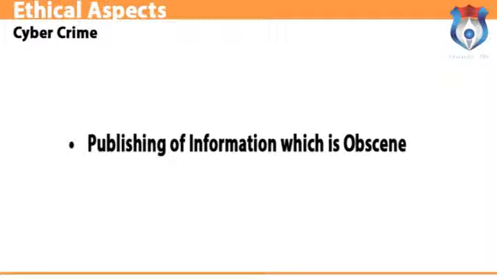Whoever publishes or transmits, or causes to be published in electronic form, any material which is lascivious or appeals to the prurient interest, or if its effect is such as to tend to deprave and corrupt persons who are likely, having regard to all relevant circumstances, to read, see, or hear the matter contained or embodied in it, shall be punished on first conviction with imprisonment of either description for a term which may extend to 5 years, and with fine which may extend to 1 lakh rupees, and in the event of a second or subsequent conviction, with imprisonment of either description for a term which may extend to 10 years, and also with fine which may extend to 10 lakh rupees.